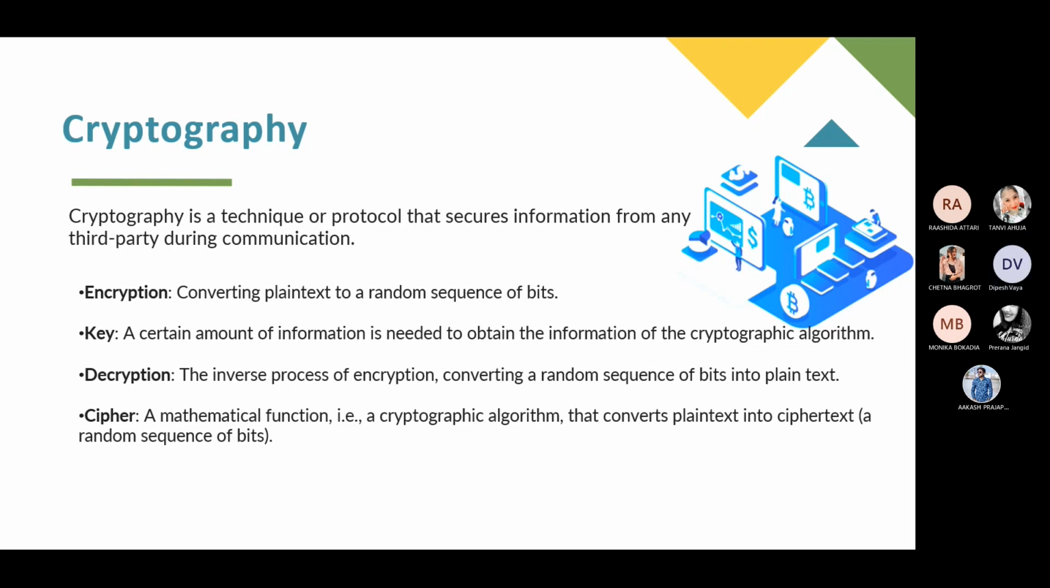Encryption we know. What is encryption? Converting plain text into a random sequence of bits, that is ciphertext. Then decryption is the inverse process of encryption, where we are converting the random sequence into plain text. So we know about encryption and decryption. The another thing is key. Key means the passcode, basically. A key will be used to convert the plain text into ciphertext, and again ciphertext into plain text. It is just like imagine a lock and you will need a key to lock and unlock.